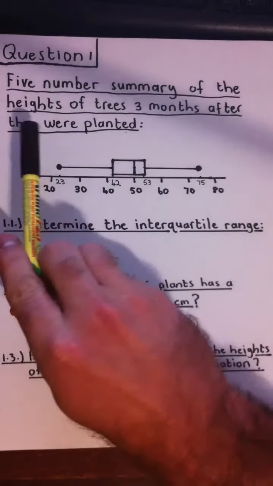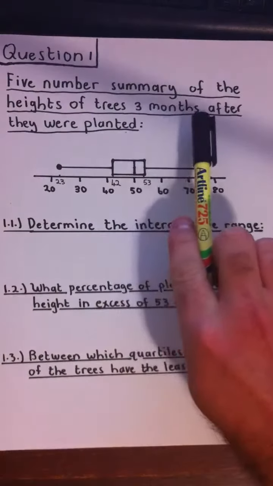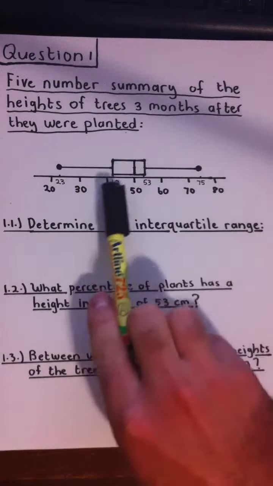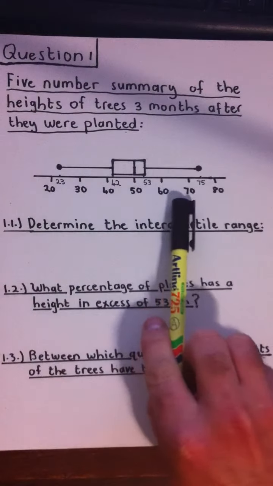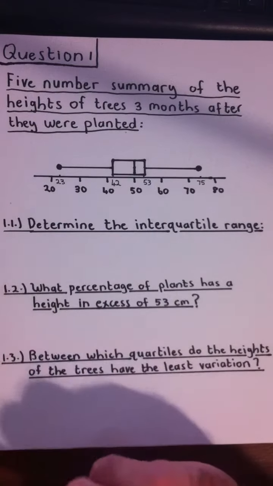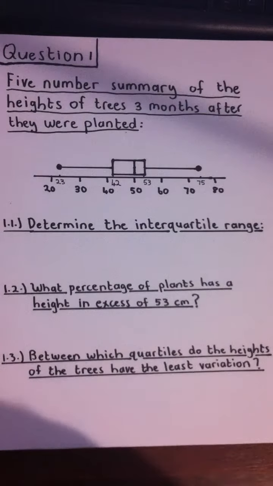Question 1 states, the 5-number summary of the heights of trees 3 months after they were planted is given below. So this is your 5-number summary in a box and whisker plot. Question 1.1 says, determine the interquartile range.